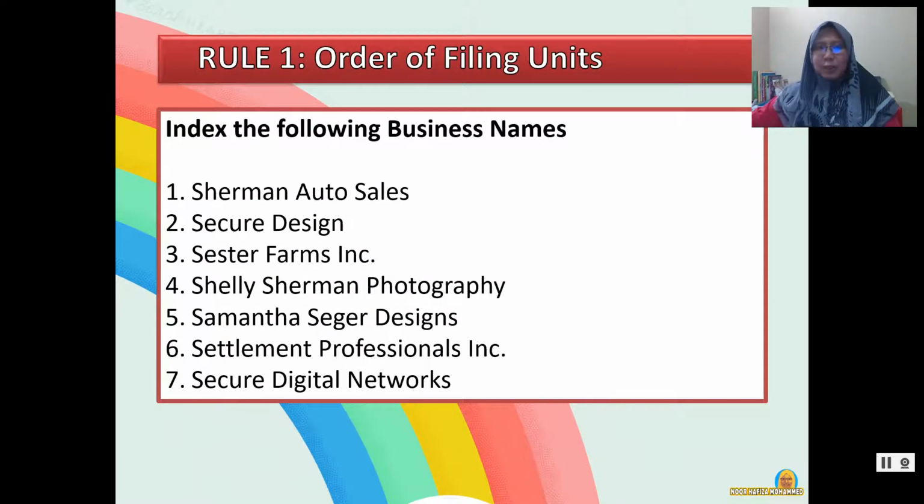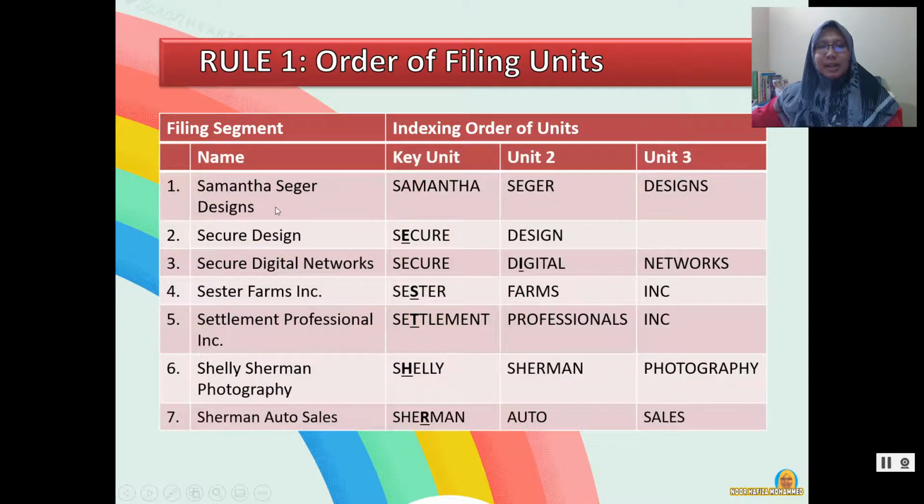This is another example for the business name. We have 7 filing segments. As you can see, all the key units start with the letter S. So you need to arrange according to the alphabetic order. You can do this by yourself, and you can refer to the answer on the next page. You can do it by yourself, and then refer to my notes given to you in the course content as your exercise. So this is the answer for the business name.